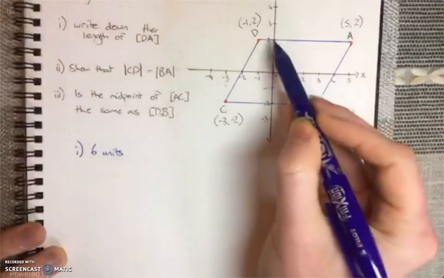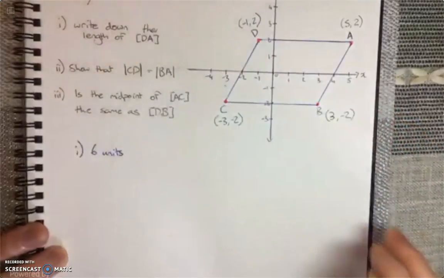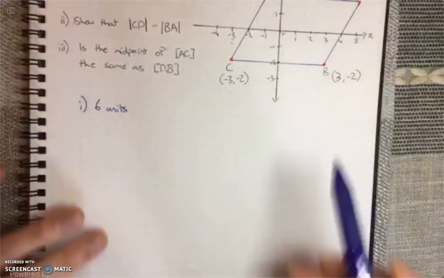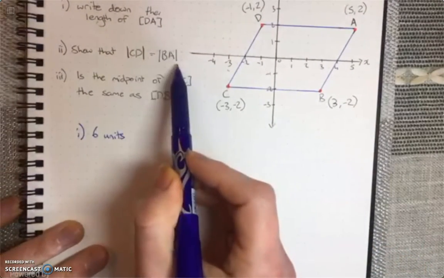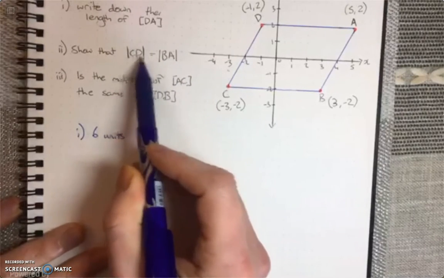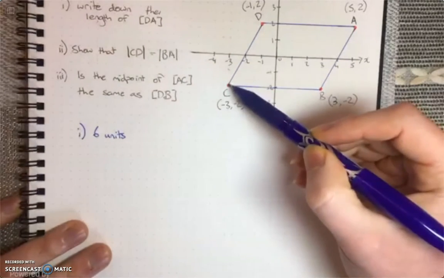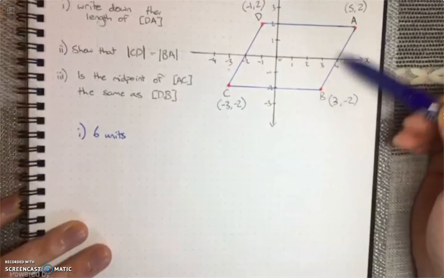This method only works with perfectly horizontal lines. For the other guys, we're going to have to use the formula. Okay. So the next question, it says show that CD is equal to BA. So this guy here with the vertical lines, all this means is show that the distance from C to D is equal to the distance from B to A. So all we're showing is that from this point C to D is the same as B to A.